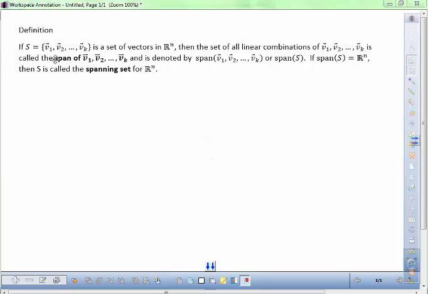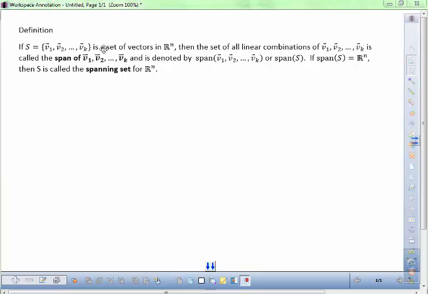If you take all these vectors, v1 through vk, and it turns out that the span of that is everything, everything in your Rn, whether you're in R2 or R3, then that is called a spanning set. All right, so let's talk about spanning sets in a little while. Let's first talk about what span means. What does it mean to span something?